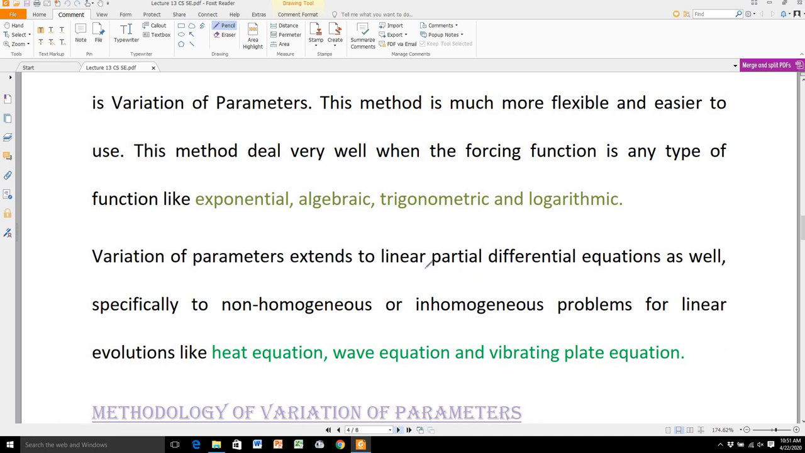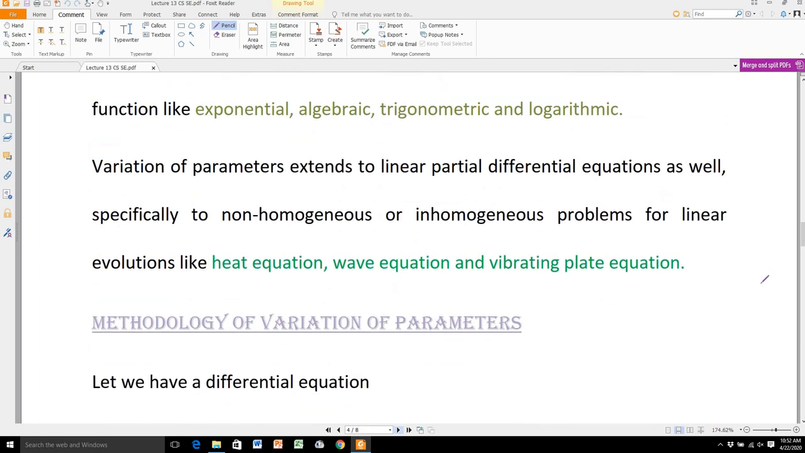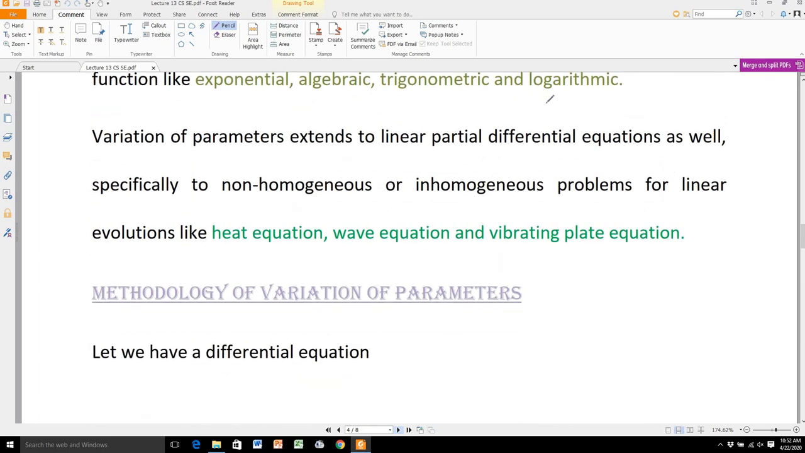So we are only dealing with ODEs, ordinary differential equations. We are not interested here in partial differential equations, because our course relates to ODEs, not PDEs. Somewhere we touch on this concept, partial differential equations, and then we solve our problems.